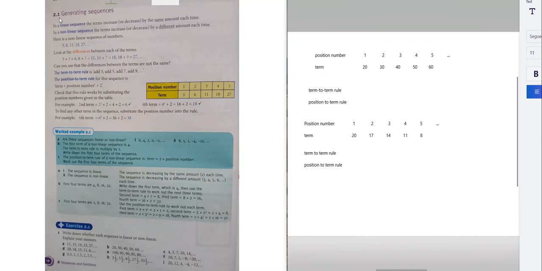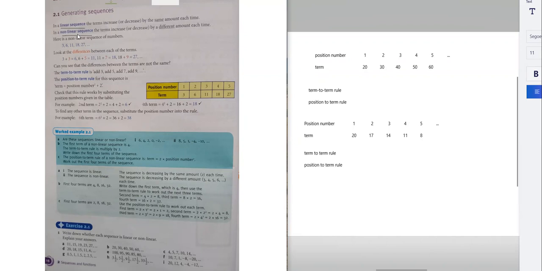Okay, we have the first one, generating sequences. Sequence is about, you have two types of sequence. From here you can see we have a linear sequence and the other one is non-linear sequence. So far we only need to learn linear sequence, especially when asked to find the position to term rule. That one is only limited to linear sequence. Non-linear, we do it next time when you are in Year 10.